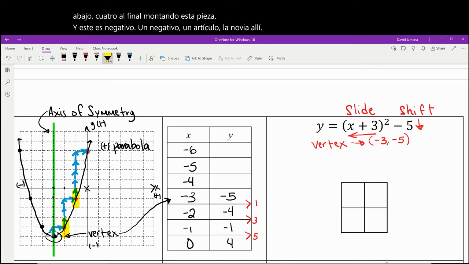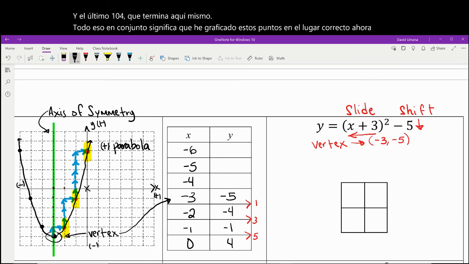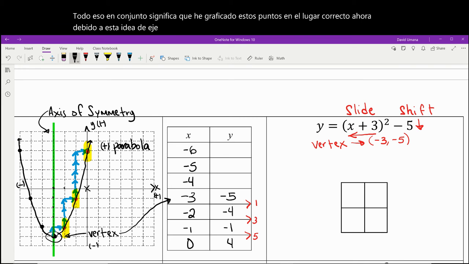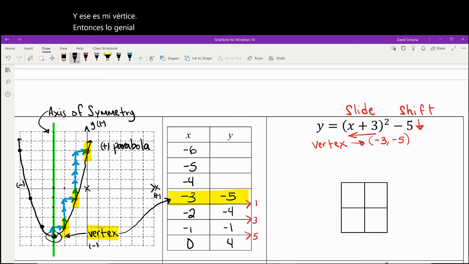And the last one, (0, 4), ends up right here. All that together means that I have graphed these points in the right spot. Now, because of this axis of symmetry idea, if I notice that (-3, -5) is my vertex, then the cool thing about that is that on the other side, on the negative side, it's going to just repeat.